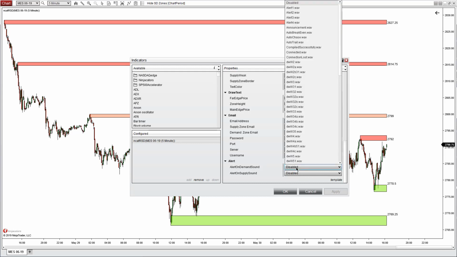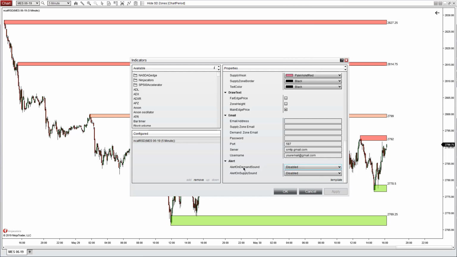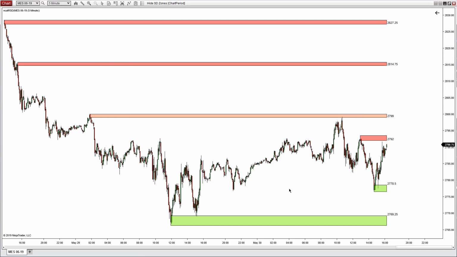Audible alerts are here as well. If you want an audible alert when a demand zone is touched or a supply zone is touched, you can set those audible alerts here. Once you're done, hit OK, and you're all set and ready to go.